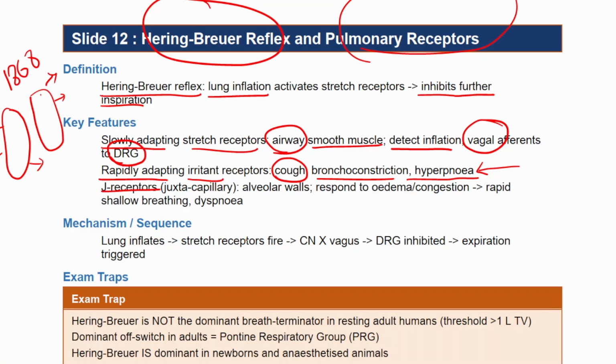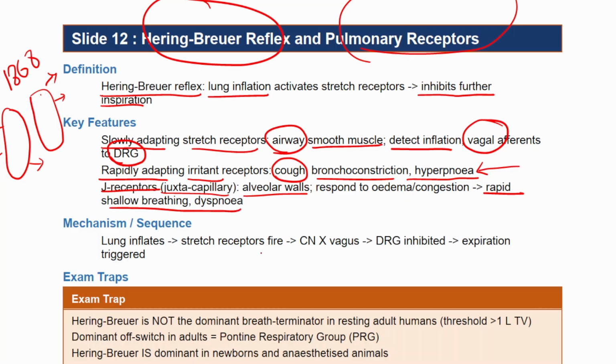J receptors, or juxtacapillary receptors, are found in the alveolar walls adjacent to the pulmonary capillaries. They are stimulated by engorgement of the pulmonary vasculature, that means pulmonary vessels, and by accumulation of fluid in the alveolar interstitium, as occurs in pulmonary edema. That means a buildup of fluid inside the lungs. When J receptors fire, they produce the subjective sensation of breathlessness, dyspnea, and a pattern of rapid, shallow breathing.